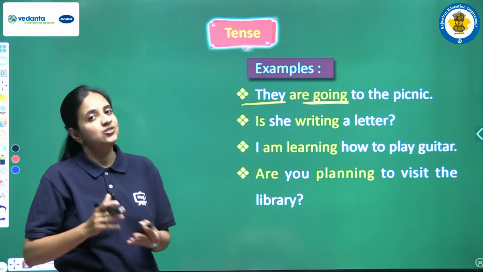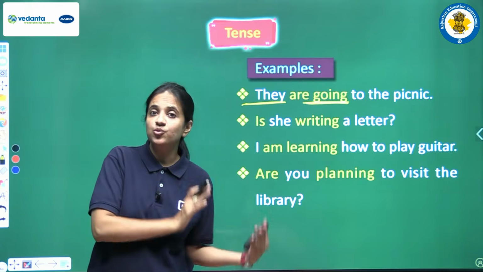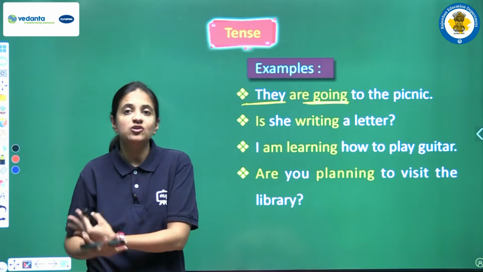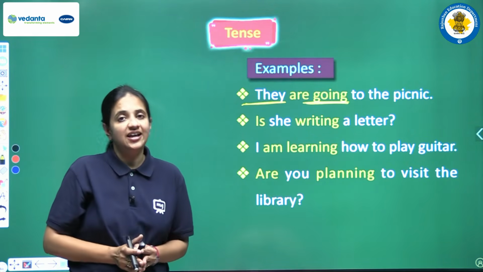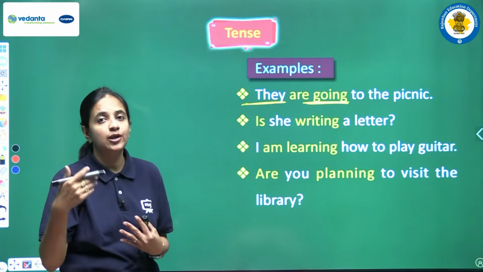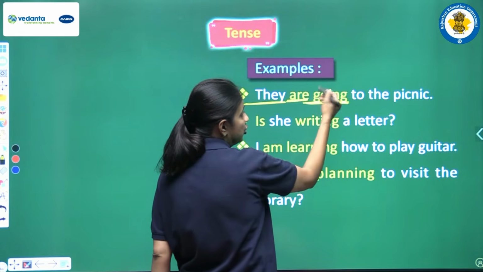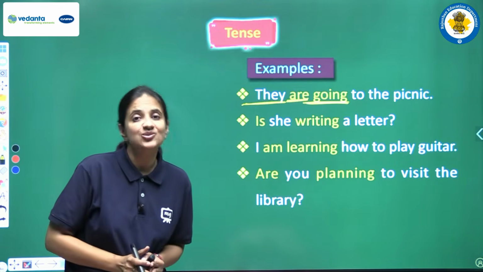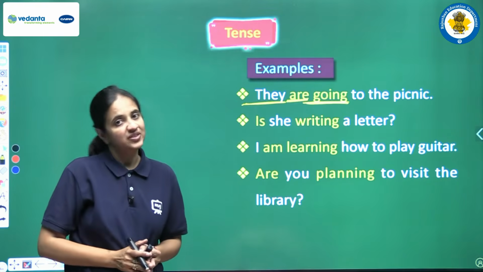They are going. So as I have told you, the doer of the action verb is known as the subject. So in this sentence they are the doer because they are going. So we have they as a subject, and we all know that they is a plural subject. They means more than one, and this is the reason that we are using are. And yes, go plus ing, first form plus ing, so we will write going. So our answer is they are going to the picnic, okay.